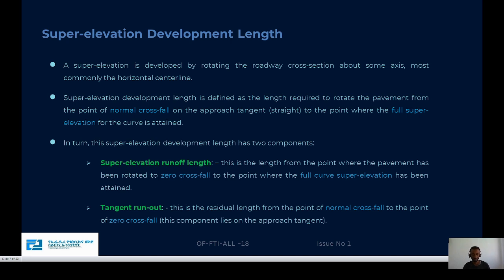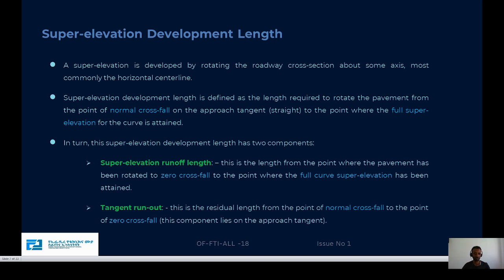And also the super elevation development stages, divided into two stages with their lengths. Super elevation is developed by rotating the roadway cross sections along some axis, most commonly the horizontal center line. So the super elevation development length means the length required to rotate the pavement from the point of normal cross fall up to the full super elevation.